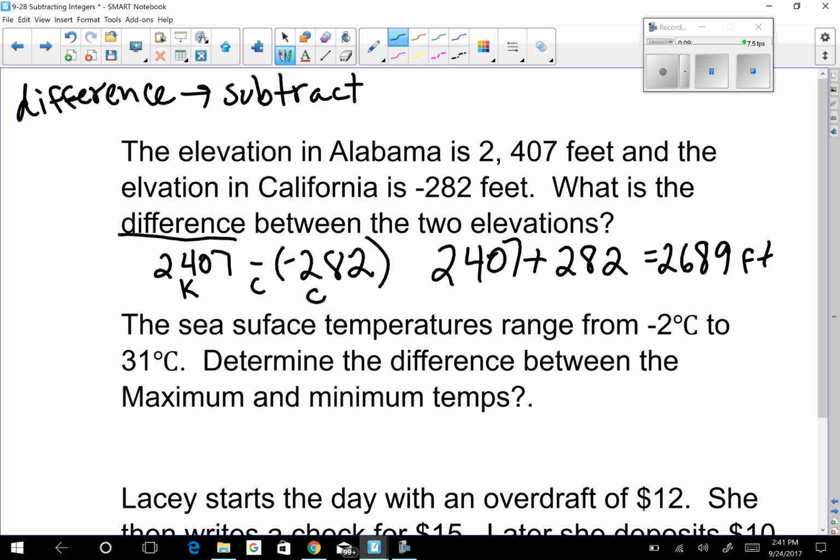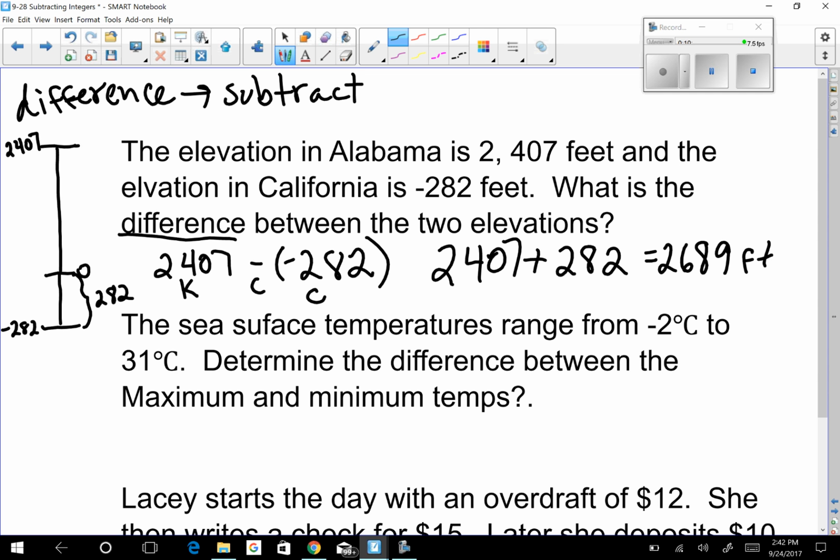And if you actually look at this on something like a thermometer, a little picture, you'll be able to see the actual distance. Remember, difference means you're finding the distance between. So California's down here at negative 282 and Alabama's up here at 2,407. And this right here is 0. So from negative 282 to 0, the distance is 282 feet. Remember, distance is not negative. It's always positive. It's the absolute value.